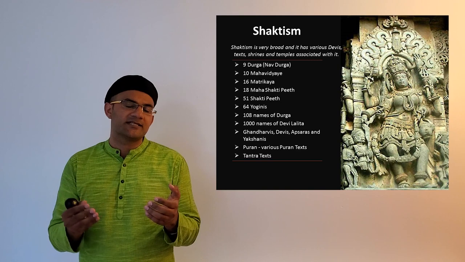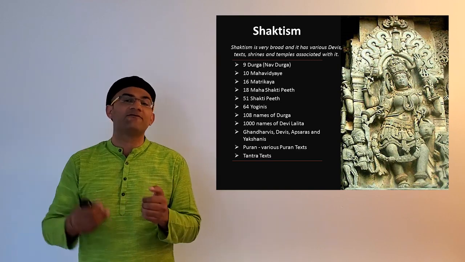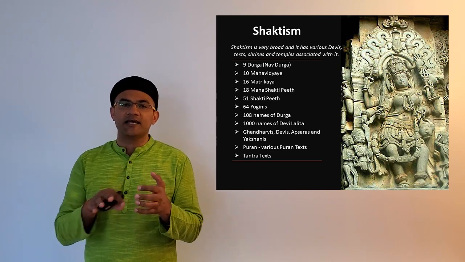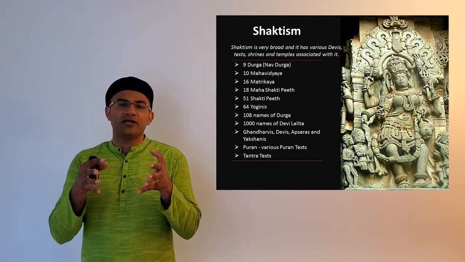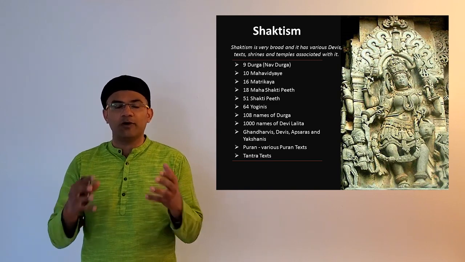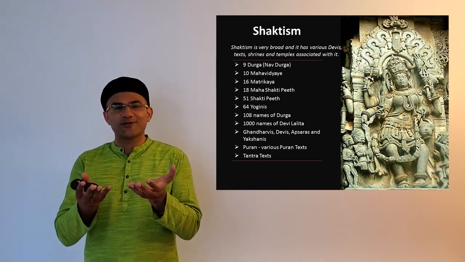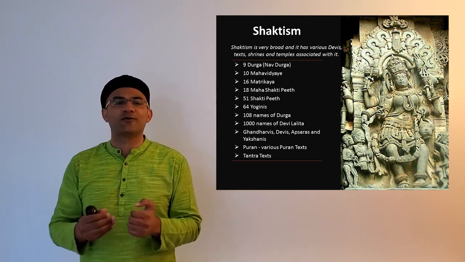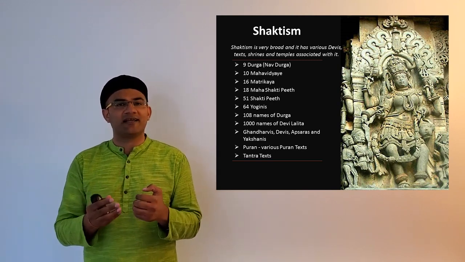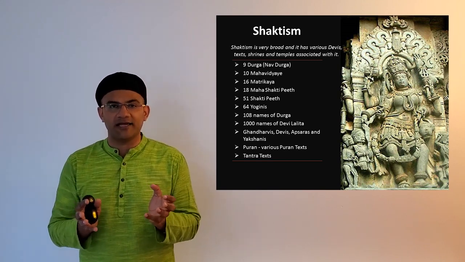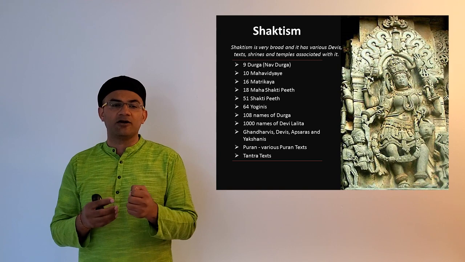So the first one is the 9 Durgas, the Navadurga, 9 forms of the Shakti. Then we have the 10 Mahavidyas. The 10 Mahavidyas are basically the 10 forms of the great knowledge, where the mother goddess is also known as the form of knowledge whenever we talk about knowledge. Then there is another form, the 16 Shodasha Matrikas, which we call the 16 mother goddesses.